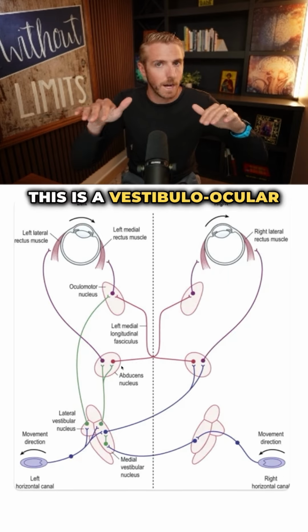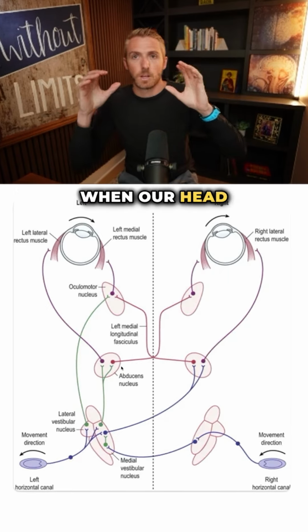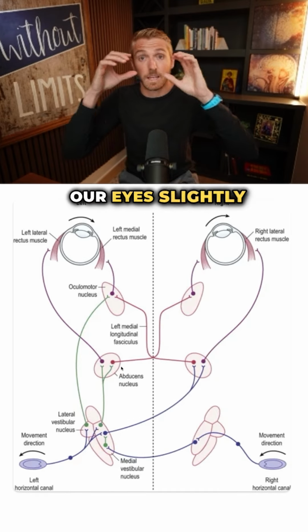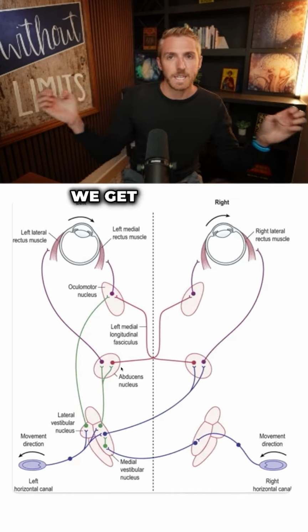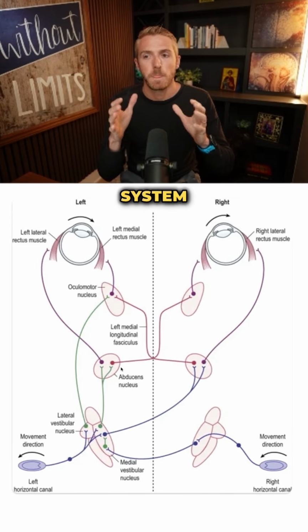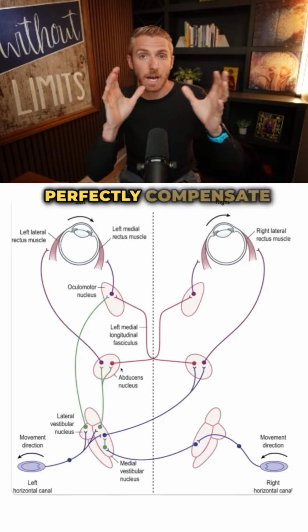This is a vestibulo-ocular reflex, which we're gonna talk about, but we also have the same thing when our head translates horizontally, our eyes slightly roll and compensate for that. So no matter where we move, we get this input from our vestibular system, but then what should happen is our eyes should perfectly compensate for that.